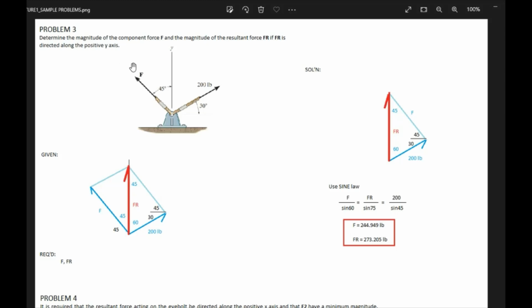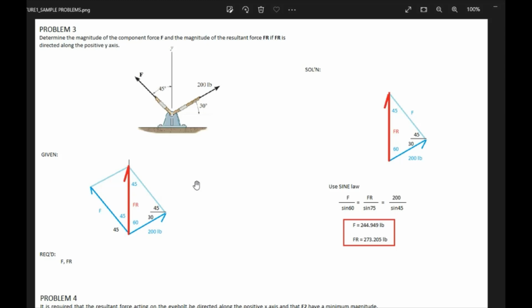Determine the magnitude of the component force F and the magnitude of the resultant force Fr if Fr is directed along the positive y axis. So this is our figure. What I did was I just redrew the figure. So this is our force F acting at an angle 45 from the vertical y-axis. This is Fr, acting along the positive y-axis. And this is the 200-pound force acting at an angle 30 degrees from the horizontal axis.